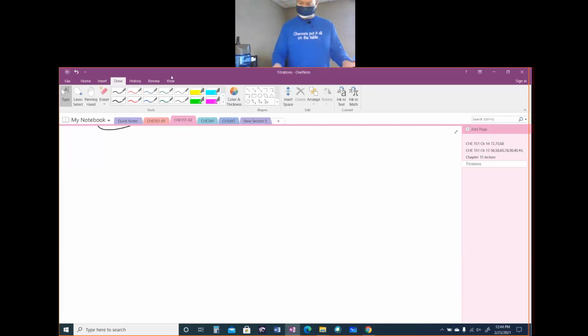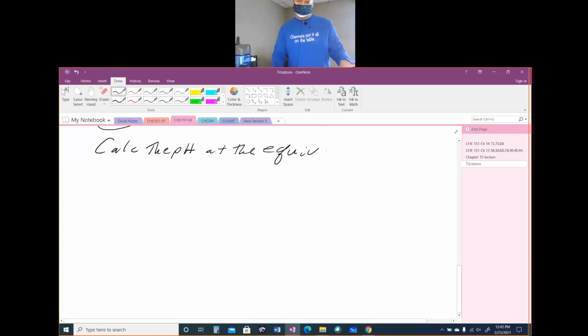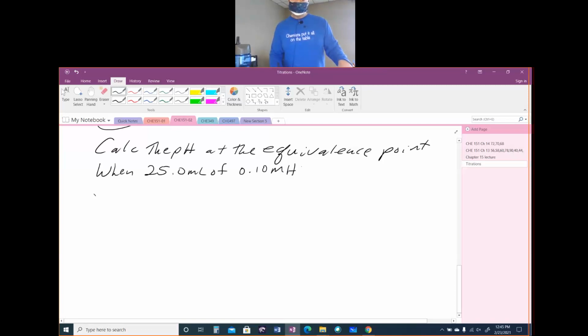All right, so here is one of the harder questions, and that is going to be: calculate the pH at the equivalence point when 25 mLs of 0.1 molar HF is titrated with 0.15 molar NaOH.